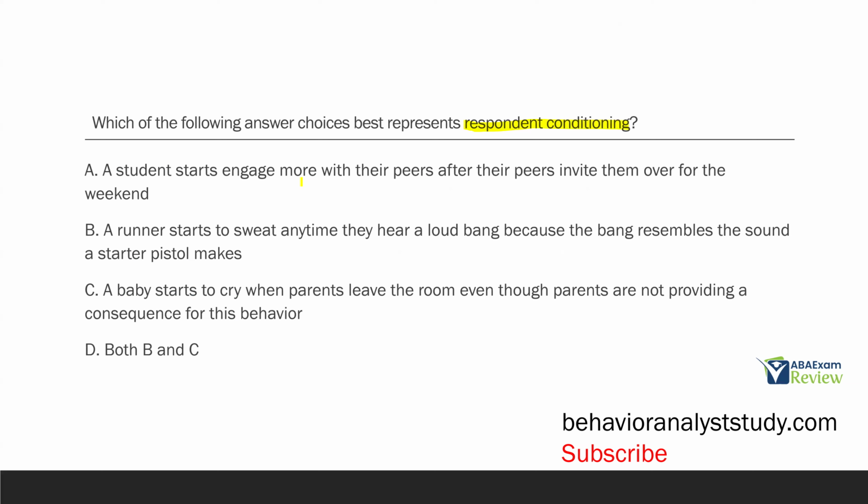A, a student starts to engage more with their peers after their peers invite them over for the weekend. Well, clearly there's a consequence here, right? The student is now engaging more with their peers after being invited over for the weekend. So there's clearly some consequence maintained behavior. That is operant conditioning. B, a runner starts to sweat anytime they hear a loud bang because the bang resembles the sound a starter pistol makes.